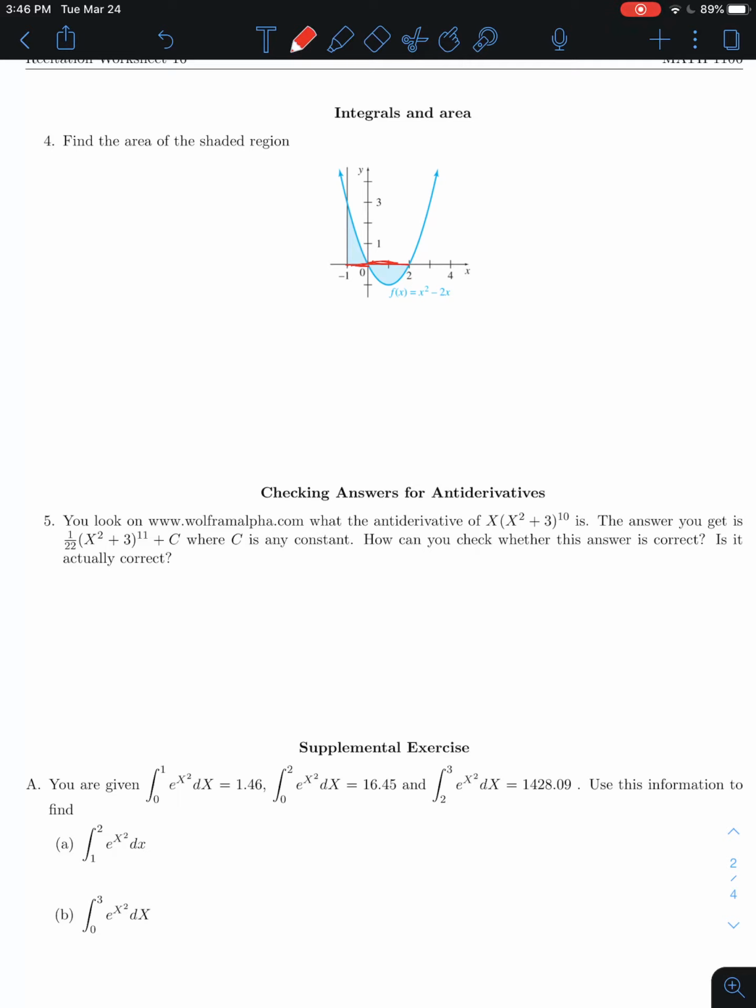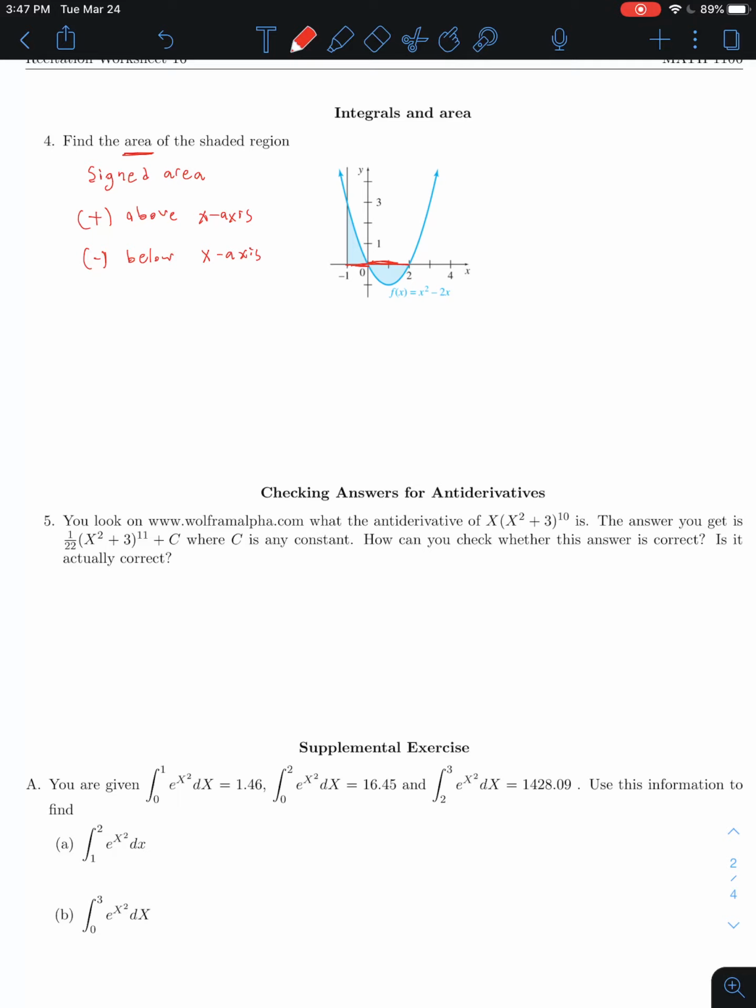Now, we said before that integrals were a form of signed area, which means that the integral is going to be positive when the area sits above the x-axis, and it's going to be negative when the area sits below the x-axis. And here, since we want to compute the total area, we need to get rid of this sign. We want all of the area to be positive. So we're going to need to split up our problem into 2 integrals.